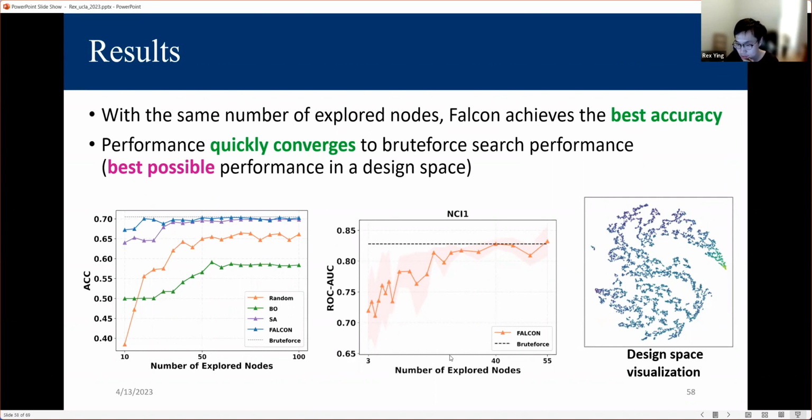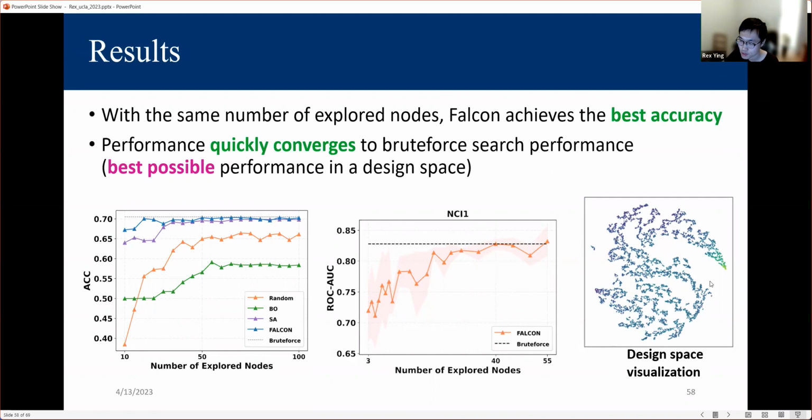And the middle figure is the graph classification. So we also measure the brute force. Brute force means that this is a very small data set, so we brute force search all possible architectures in our design space. This is the upper bound we can get. Falcon, our method, can achieve very close to the brute force. It is as good as if you searched over the entire search space, with just 55 architectures being explored.